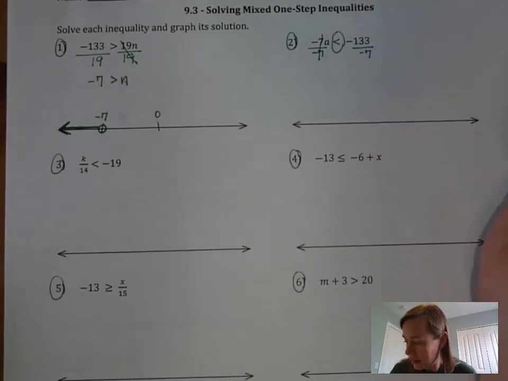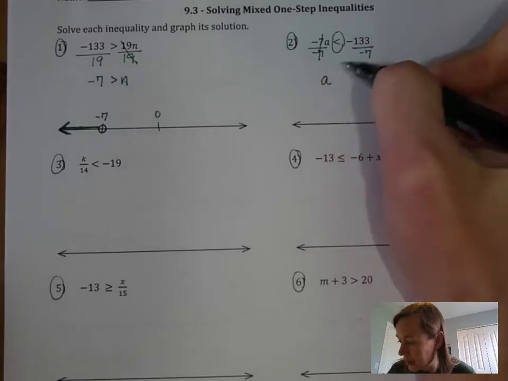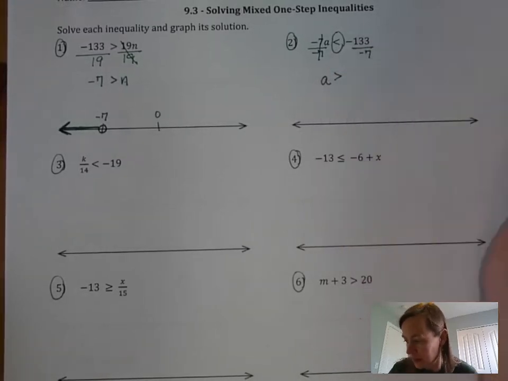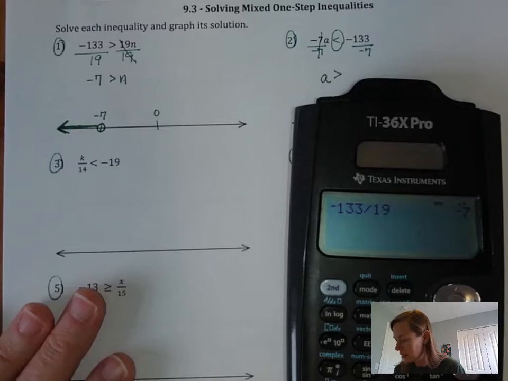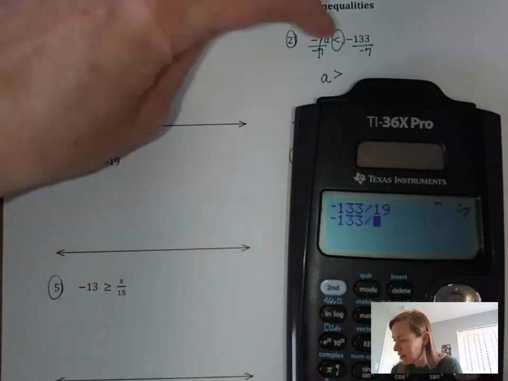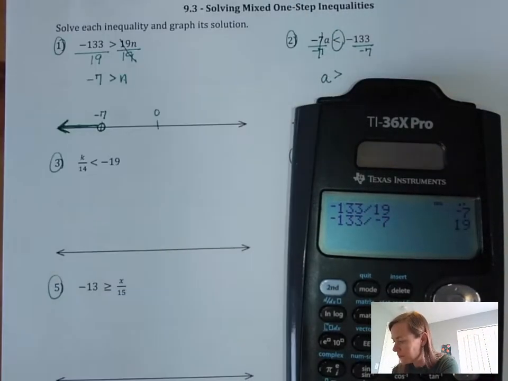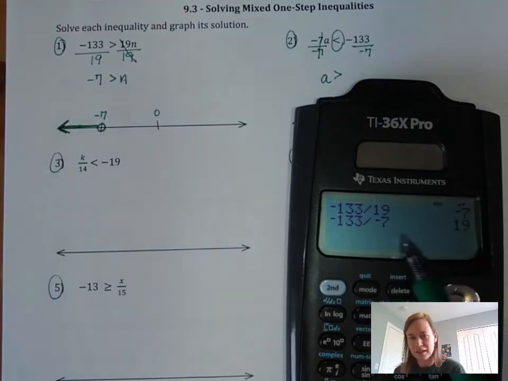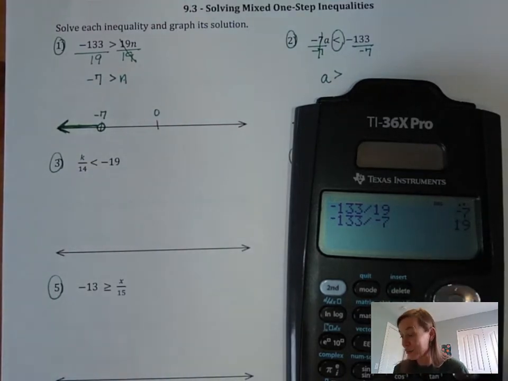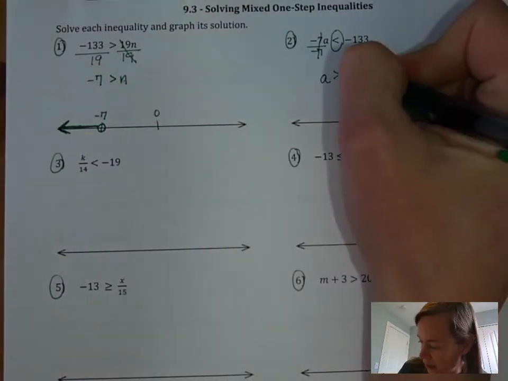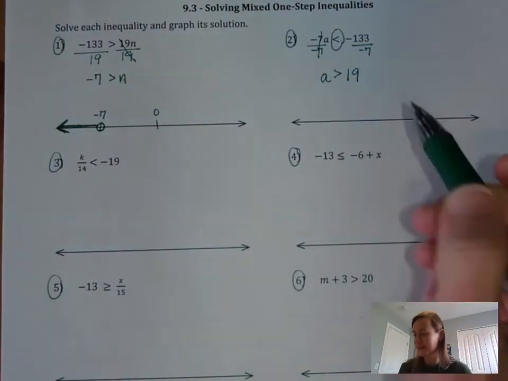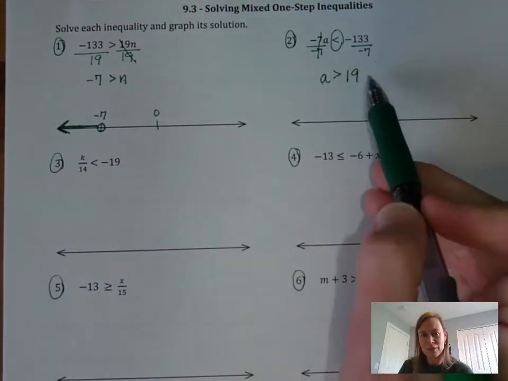So this is going to cancel. I'm going to bring down my a. Now I'm going to flip that sign, and now I'm going to use my calculator for this. Negative 133 divided by negative 7 is 19. Oh, look, it's like the other fact family. How funny. So, in other words, we have 19 over here. Okay, so a is greater than 19.